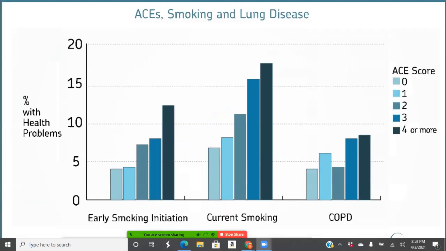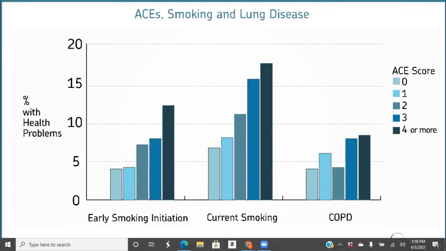So all of the data slides from the ACE study that I'll show you today are formatted in the same way. So along the bottom horizontal axis are the ACE scores, from 0 on the left to 4 or more on the right. The vertical axis is the percent of people who have the disease or condition. So in this first set of bars on the left, we see that the percent of people who became regular cigarette smokers by age 12 goes up as each level of the ACE score goes up. In the second set of bars, we see the percent who were smokers as adults also goes up in a stepwise fashion as the score goes from 0 to 4 or more ACEs.